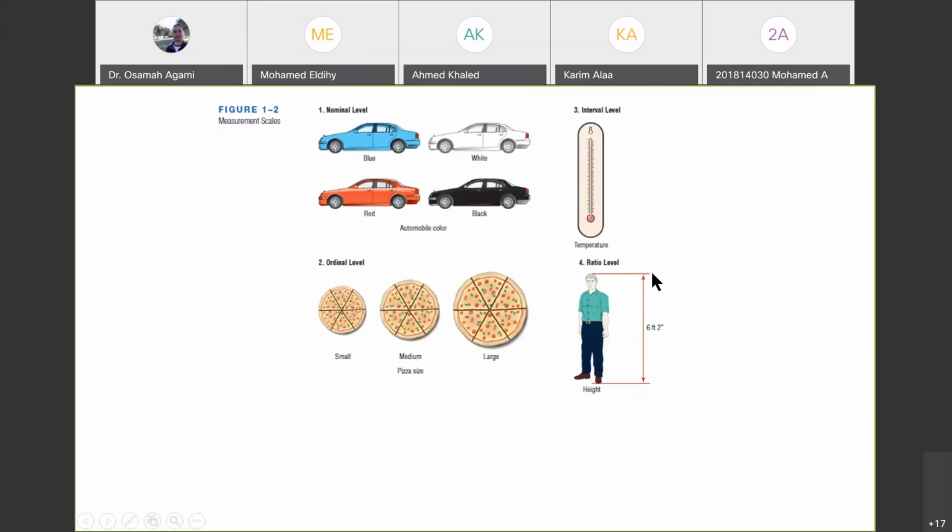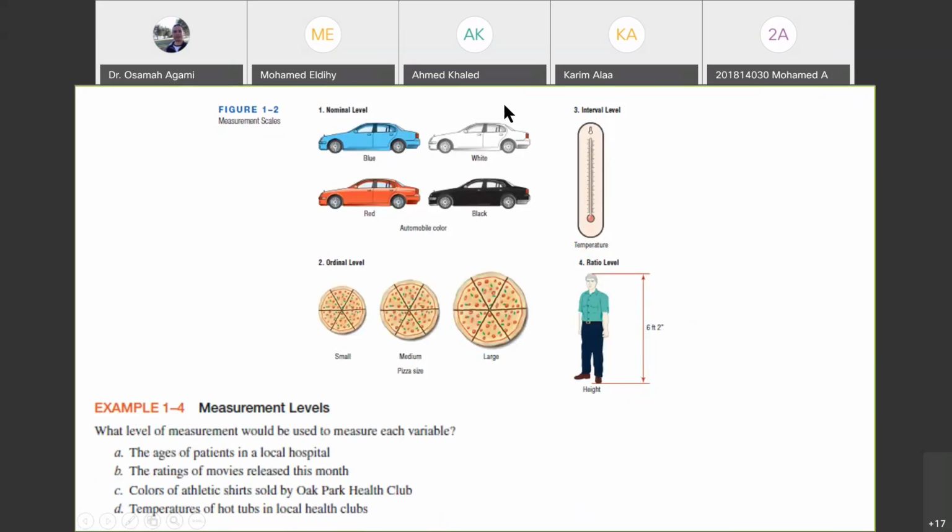But when you measure the height of anybody, this is the ratio, because if the height is zero, it means you have nobody to measure his height. Now you know the difference between the nominal and the ordinal and the interval and the ratio. Is it clear? Now, this is your turn. Please.